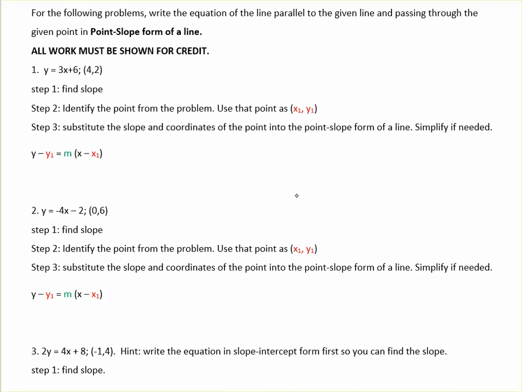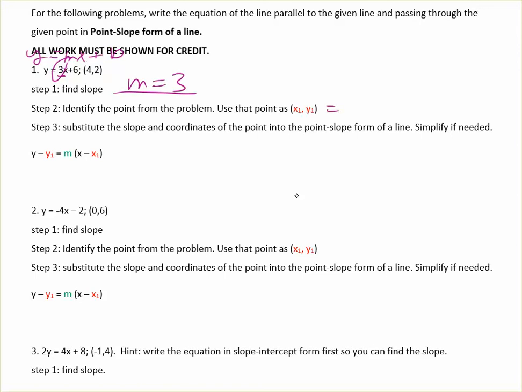So in number 1, it says find the slope. Write your answer here. Don't just skip and write your answer at the bottom. Find the slope. Well, the slope is given to us because this is in y equals mx plus b form. That's called slope-intercept. M is the slope. So the slope is 3. Identify the point from the problem. Use that point as x sub 1, y sub 1.